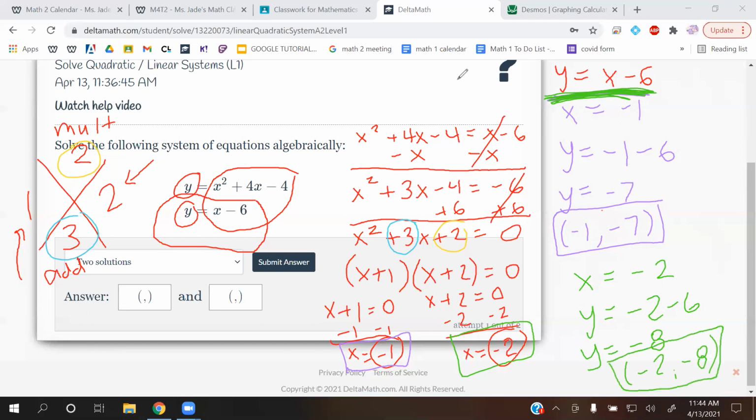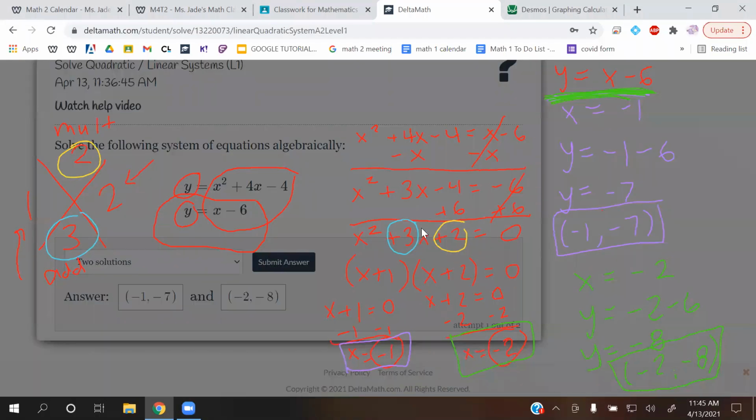So we have two final answers. Let me type them in now. Our first final answer is -1, -7. Our second final answer is -2, -8. Are there any questions? Let's submit.